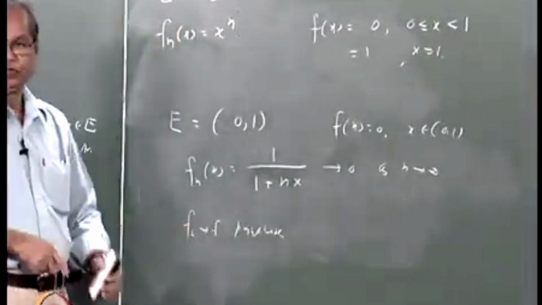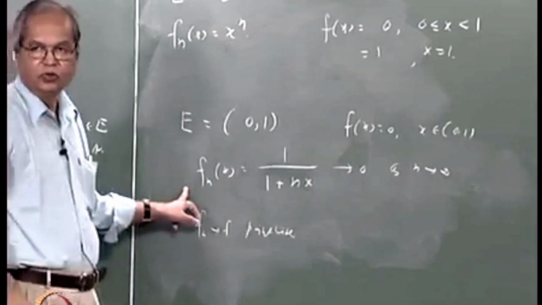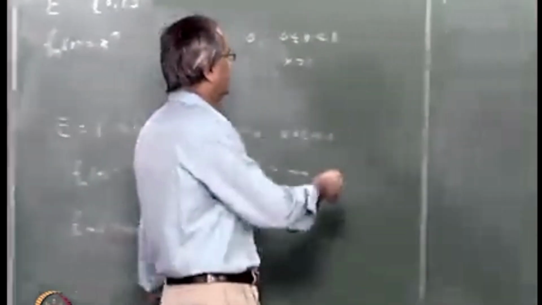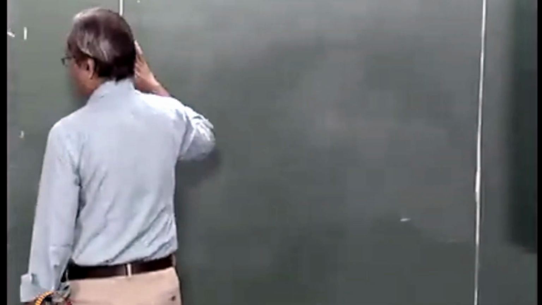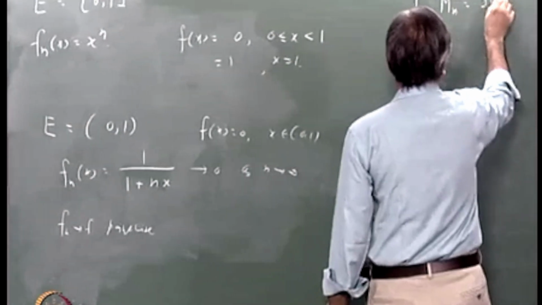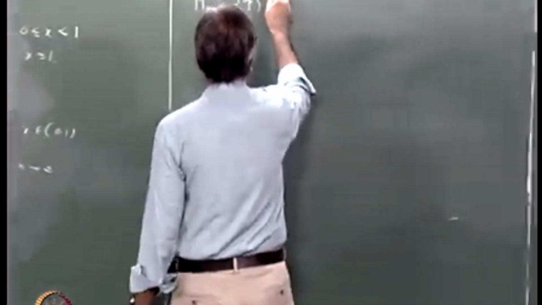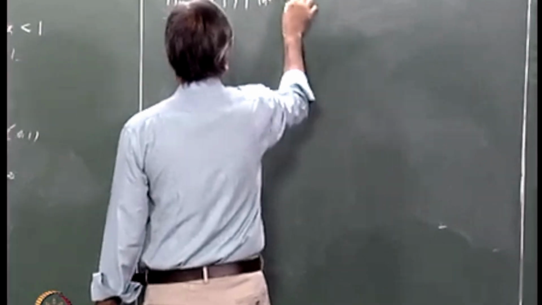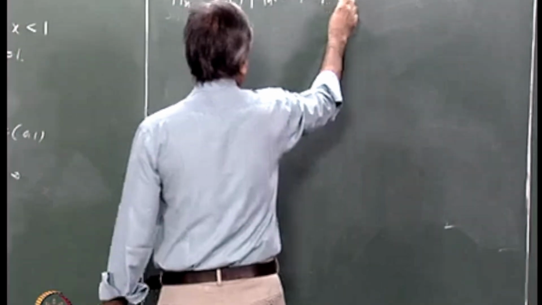I have told you one easiest way of settling the uniform convergence. You look at Mn as supremum of |Fn(x) - F(x)| in Xn. In fact, that is the one which will work in most of the examples. So let Mn be equal to the supremum of |Fn(x) - F(x)|, where x is in E.